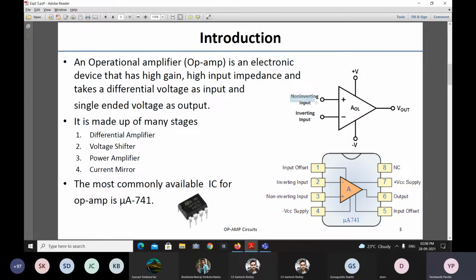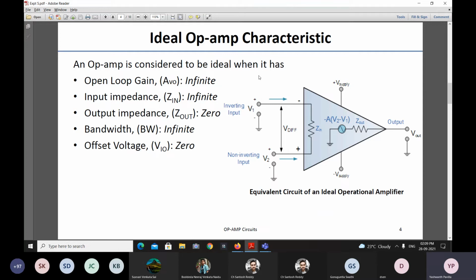You can see that it has two inputs, the non-inverting input and the inverting input. The non-inverting input is the positive terminal, the inverting input is the negative terminal, and it is powered through the supply voltage, positive and negative, and then it is taken to the output. So this is the basic introduction to what we can also call an operational amplifier, or op-amp.